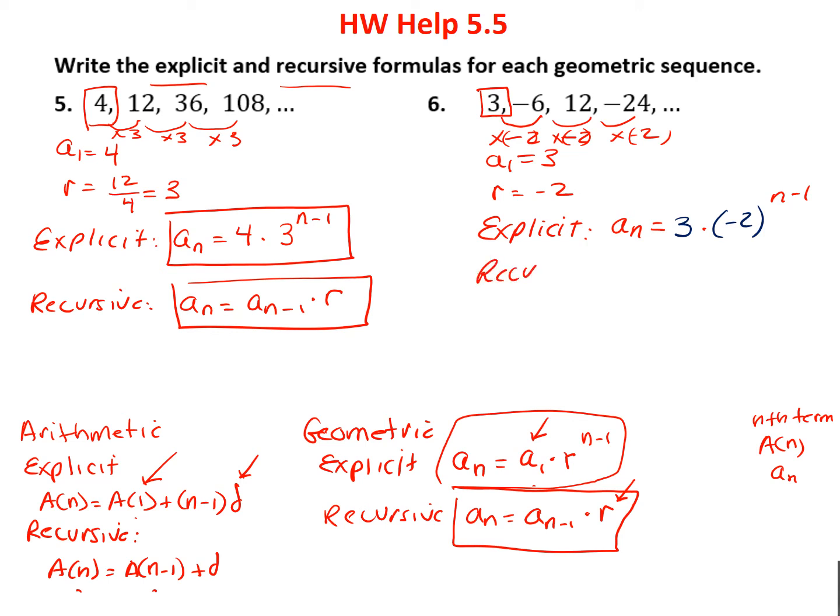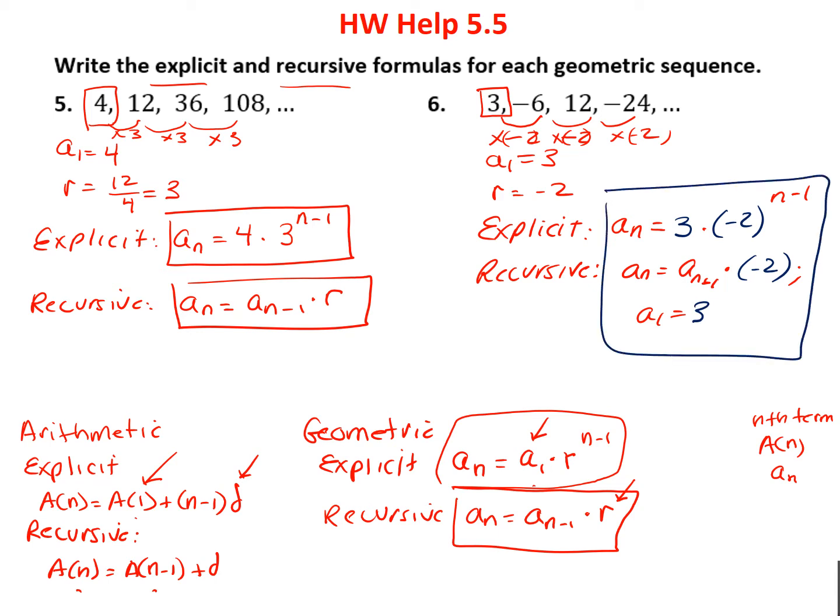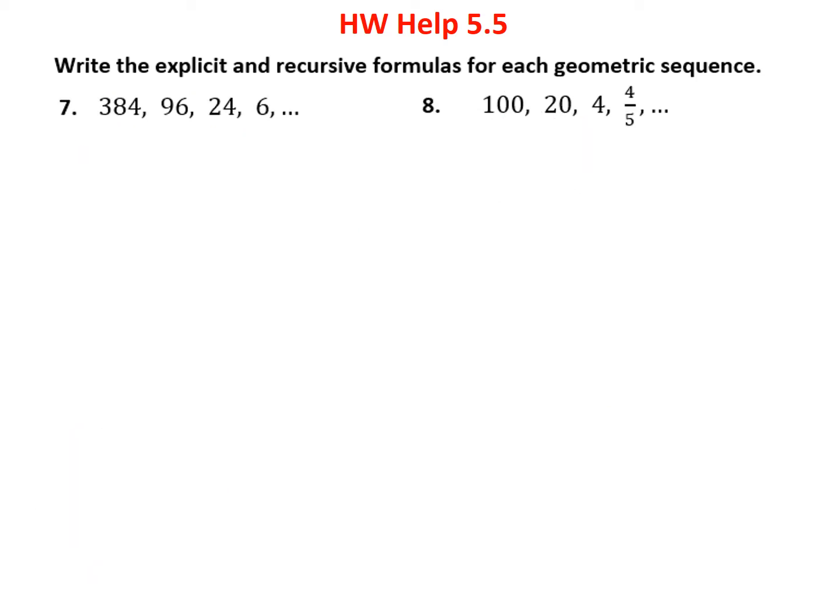Likewise with the recursive, a sub n equals the previous one, a sub n minus 1, times the common ratio. And again, just like before, if we're only writing the recursive, we'll usually write down, oh, by the way, a sub 1 equals 3. And so these are the answers for number 6. All right, let's jump into number 7.